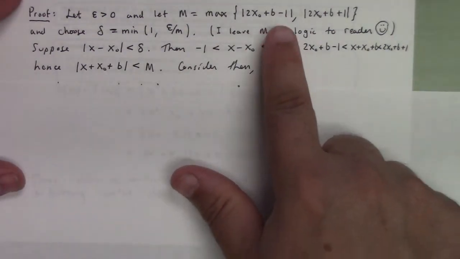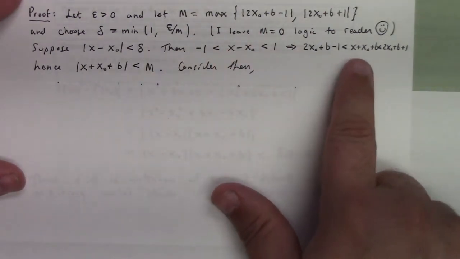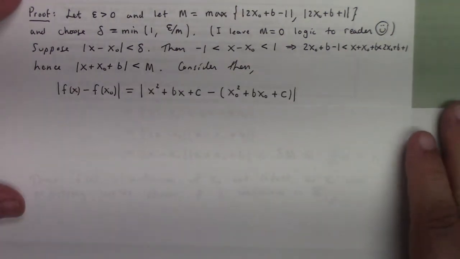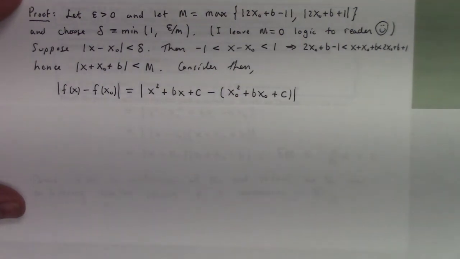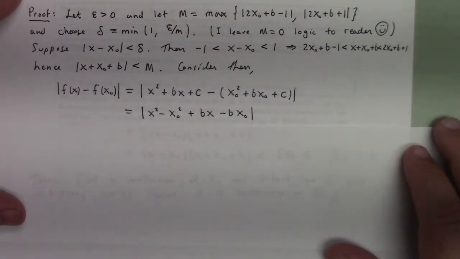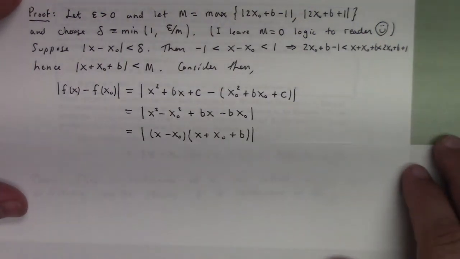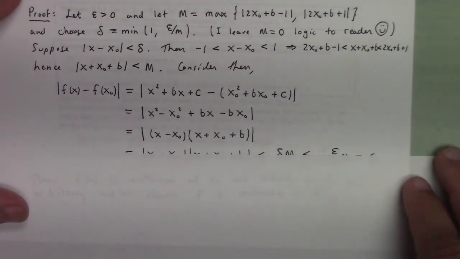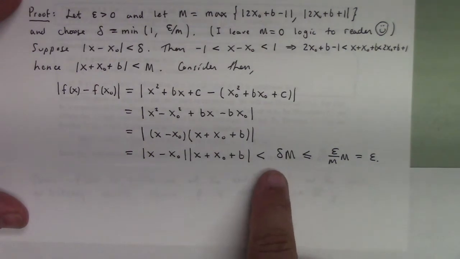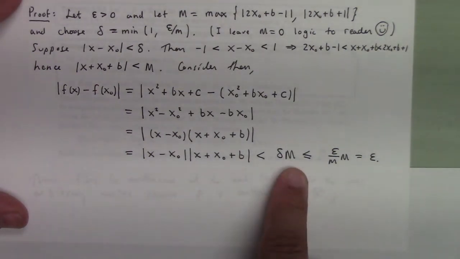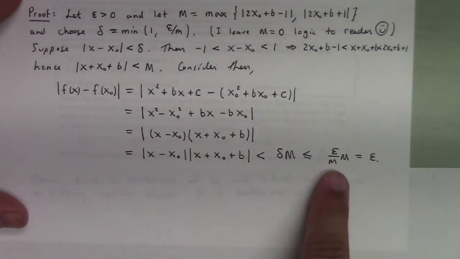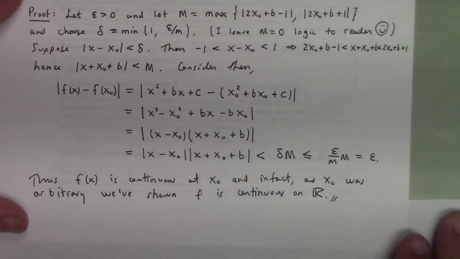But by the construction of M, I get that the absolute value of x plus x naught plus b is less than M. So consider then that the absolute value of f of x minus f of x naught is this minus that, but then algebra simplifies to this. The c's cancel, right? And then factor out x minus x naught. And then by properties of inequality, this is the product of the absolute values, which is less than delta M. And remember that delta is less than or equal to epsilon over M. So the M's cancel, we got epsilon, and there we have it.